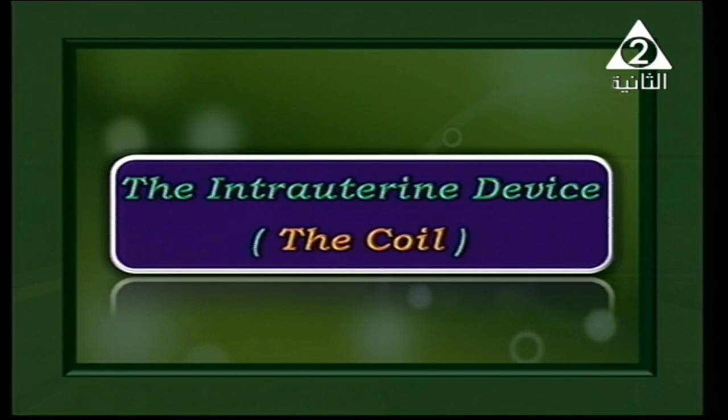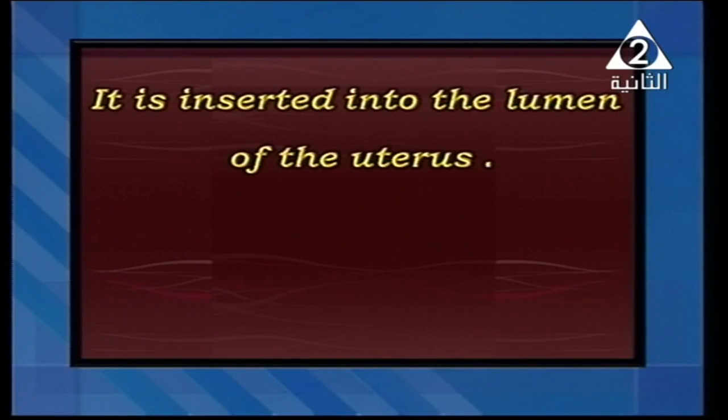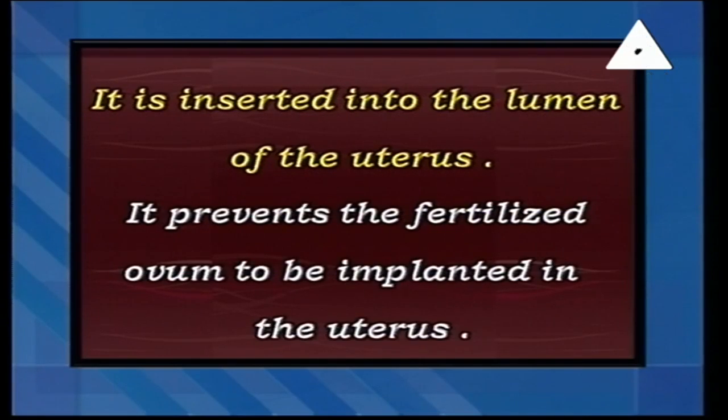Also, we have the intrauterine device or the coil, one of the most common methods, which is inserted into the lumen of the uterus, I mean inside the wall of the uterus, and it prevents the fertilized ovum from being implanted in the uterus. So the first one, contraceptive pills, prevents ovulation, while here it prevents the fertilized ovum from attaching to the uterus.